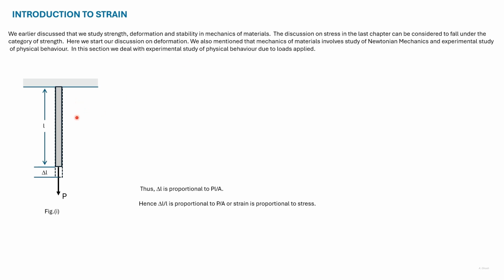So consider that this bar is divided into 3 equal portions, L by 3 each. Then any of the portions will extend by del L divided by 3. So unit length of the bar will contribute to del L divided by L in the total extension. The extension due to unit length of the bar is referred to as normal strain.